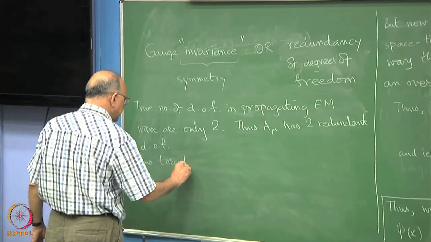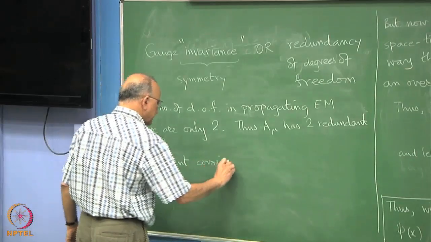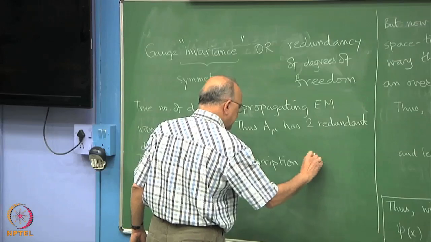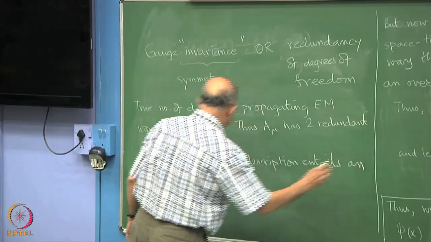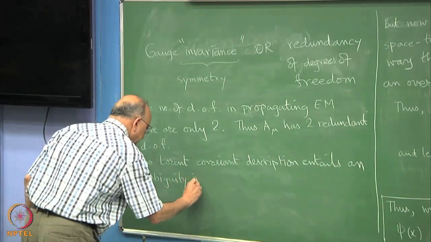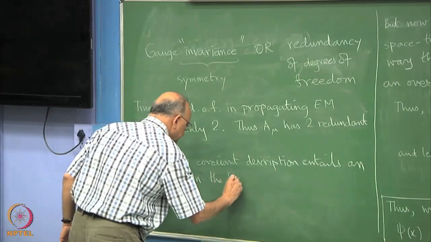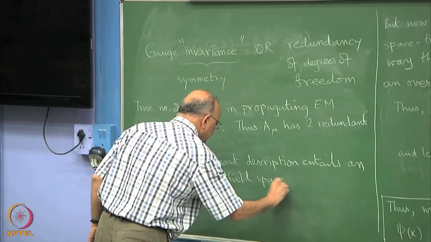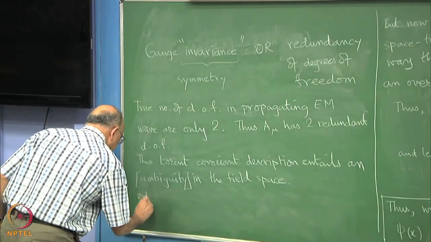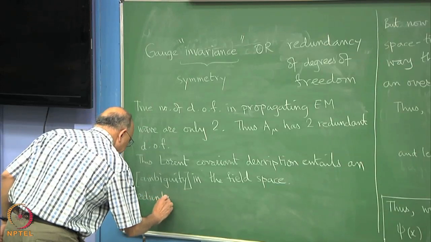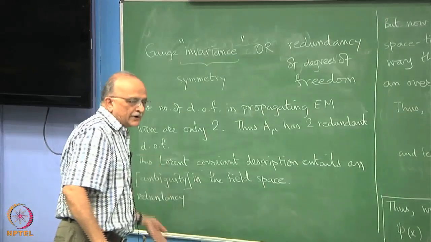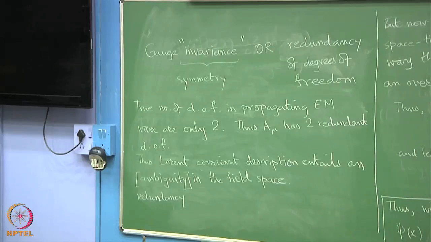So thus, Lorentz covariant description entails an ambiguity in the field space. Or rather redundancy, not ambiguity. It is ambiguous to the extent that you can add or subtract, but you can therefore say that there is a redundancy of the description.